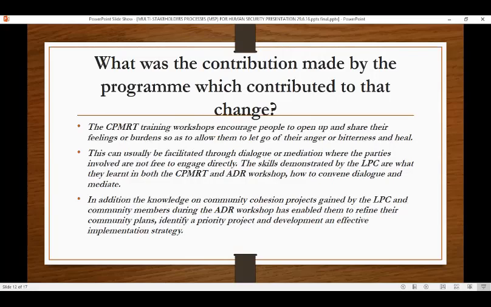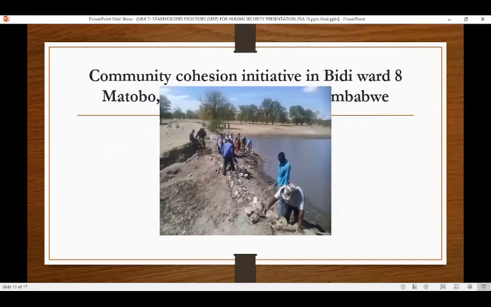The skills demonstrated by the local peace committee are what they learned in both the CPMRT and the alternative dispute resolution workshop: how to convene a dialogue, how to mediate. These workshops were helping them to facilitate the implementation of community cohesion initiatives. In addition, the knowledge on community cohesion projects gained by the local peace committee members during the ADR workshops has enabled them to refine their community plans, identify a priority project, and develop an effective implementation strategy.